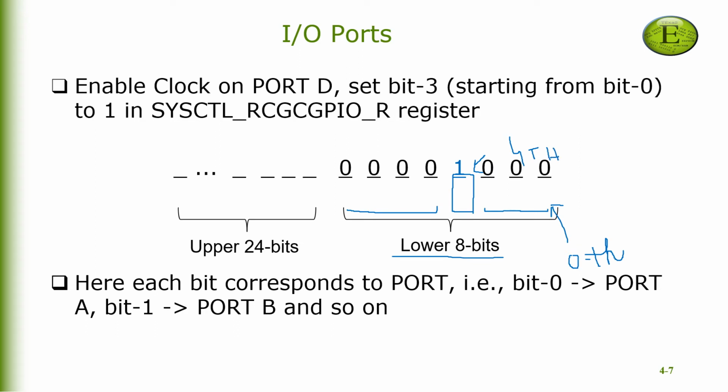In this case, the 0th bit corresponds to port A. The first bit, or bit number 1, corresponds to port B, bit number 2 corresponds to port C, and bit 3 corresponds to port D. And in this case, we are not interested in the upper 24 bits because we are not going to have 24 ports. In fact, we are limited to 6 ports only on our microcontroller.